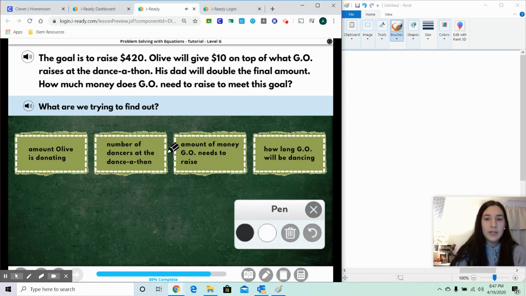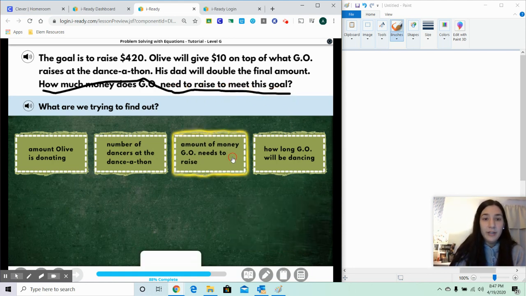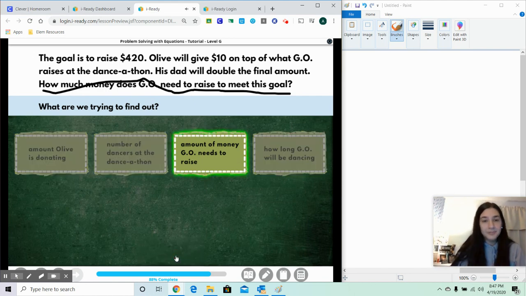Okay, let's identify the question. How much money does Gio need to raise to meet this goal? So, right here, the amount of money Gio needs to raise is our answer. We can use the letter R as our variable, since it represents the amount of money Gio needs to raise.